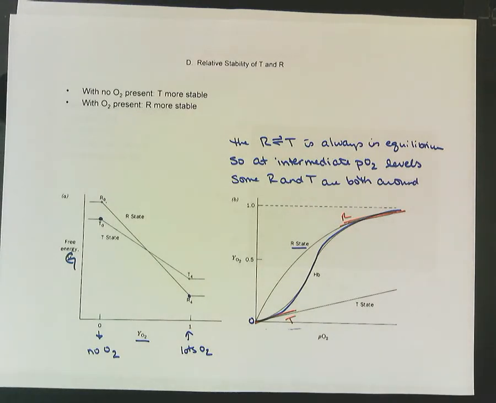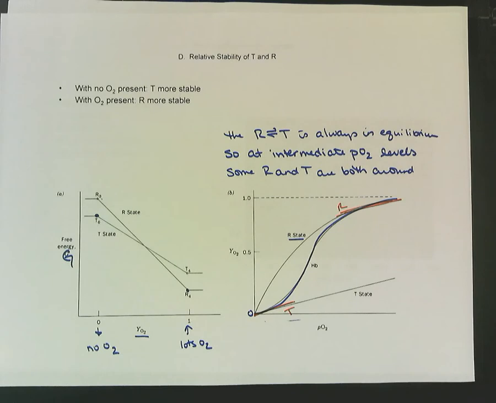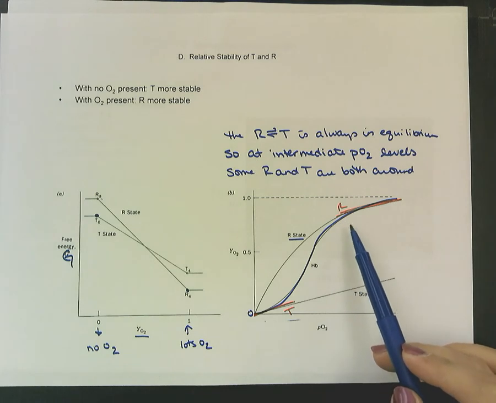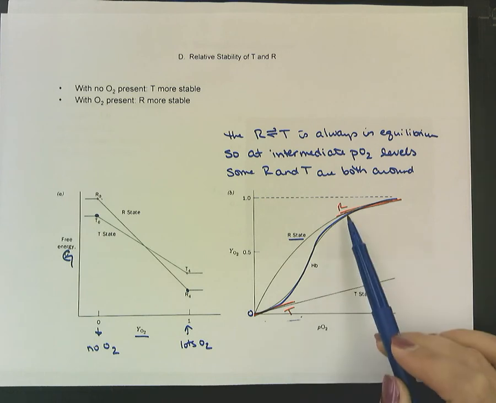All right, in that case, let's finish discussing hemoglobin. This is where we left off on Monday, talking about the relative stability of T and R states. When I was at low partial pressure, I'm mostly T. When I'm at high partial pressure, I'm mostly R. Where T is my no oxygen, R is my fully oxygenated hemoglobin.